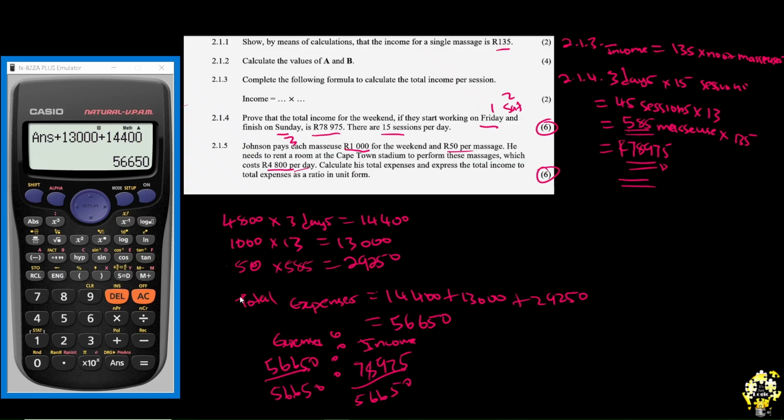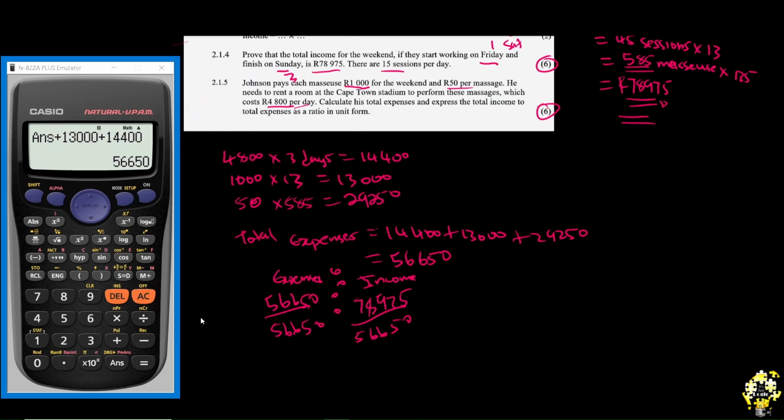Also, if you don't understand ratios, go watch the video. The video will tell you what happens with regards to unit ratios. And then 78,975, you divide it by 56,650. And I know someone will be like, you started with what they didn't say you should start with. It's 1.39, rounded off to 2 decimal places. We could still have done it exactly how they asked us: express the total income to the total expenses. So we could have simply said income is to expenses.